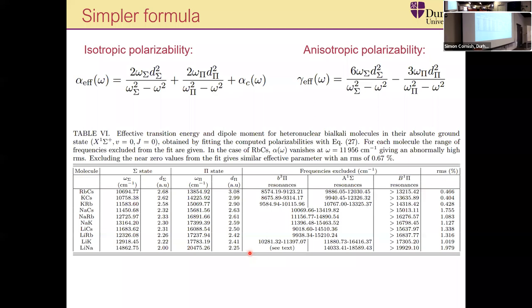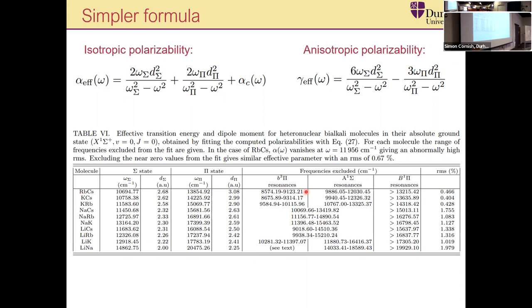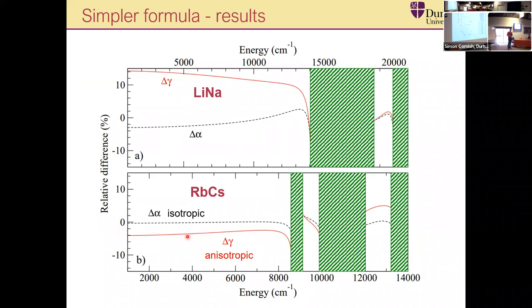They also give a very nice approximate formula for the polarizability, which is summarized here, for the isotropic and anisotropic components. As you can imagine, you can ignore all of this stuff and just parameterize this smooth dependence with a transition somewhere with some strength, and that's what they do in this table. So that can be quite useful if you want to navigate around and plan a new measurement, and it's reasonably accurate. So for rubidium cesium, this shows you the difference of this simple formula versus the full calculation, and this is plus or minus 10%. So the isotropic component is very good, and the anisotropic component is really good in this long wavelength region.